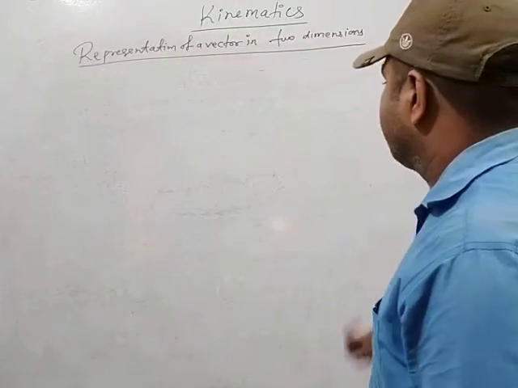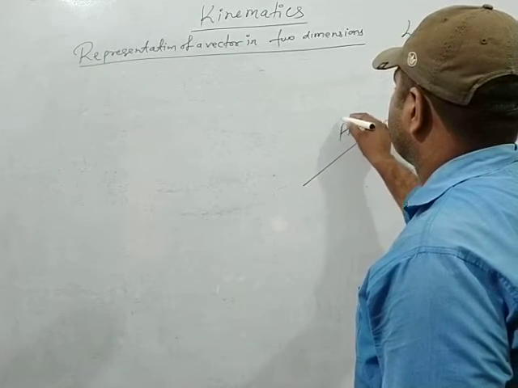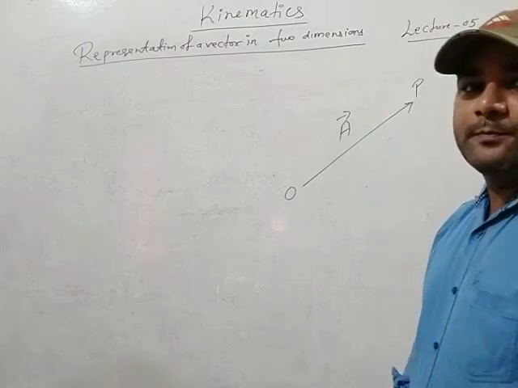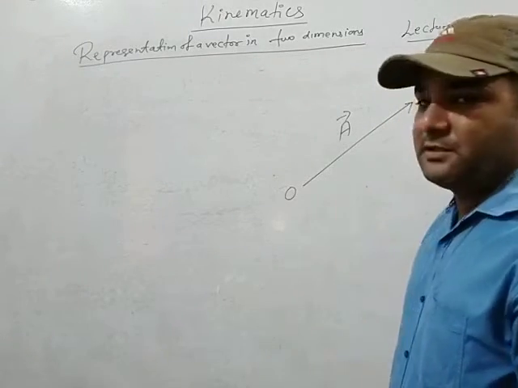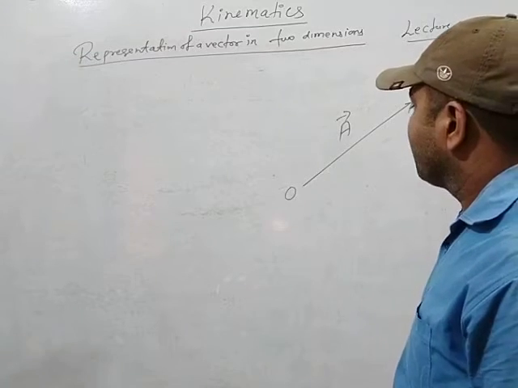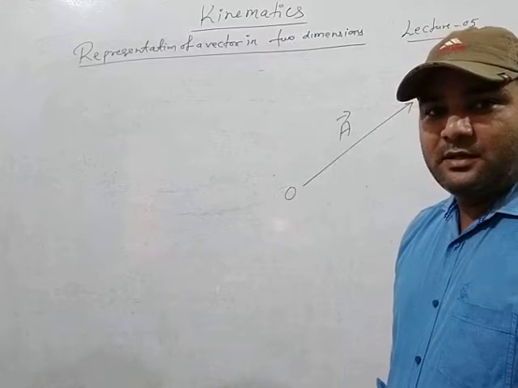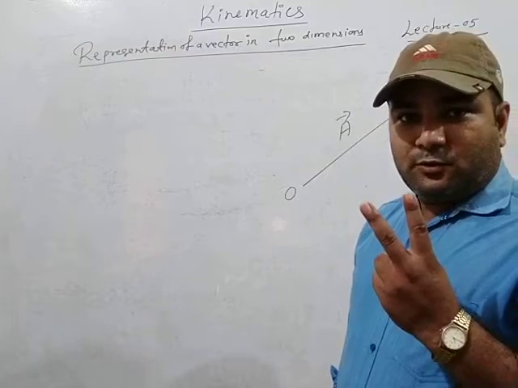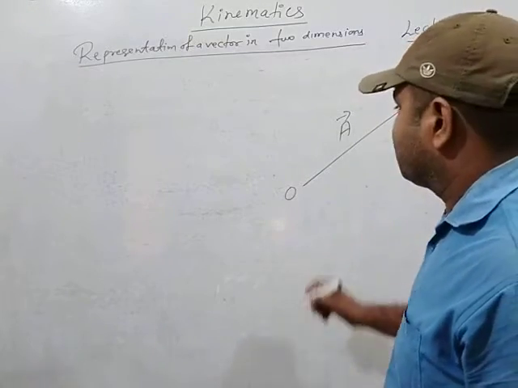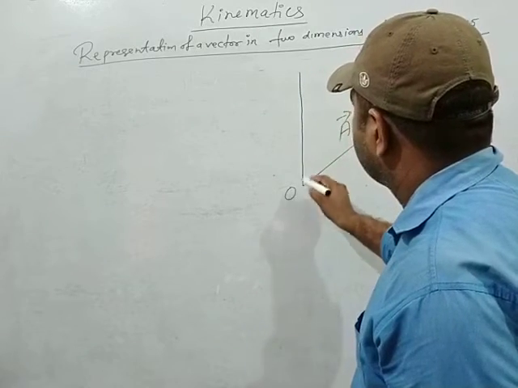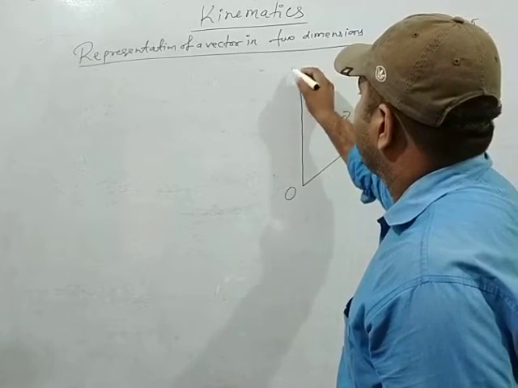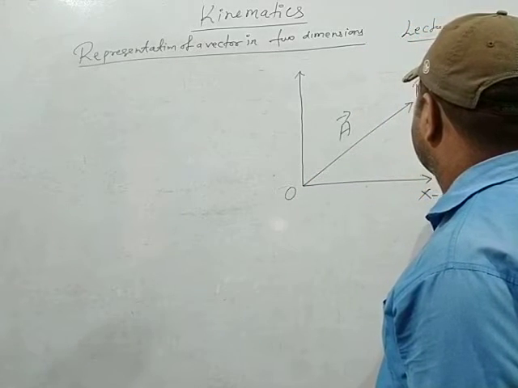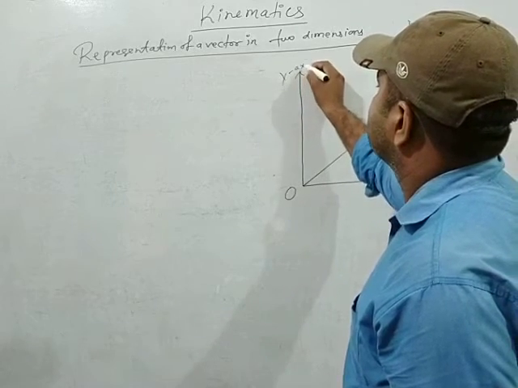So see, from the start, suppose a vector is given here. Here a vector A is given, that is represented by OP, and we have to represent this vector in 2 dimensions. For representing the vector in 2 dimensions, we have to draw 2 axes, x-axis and y-axis. This one is the x-axis, the horizontal direction, and the vertical direction is the y-axis.